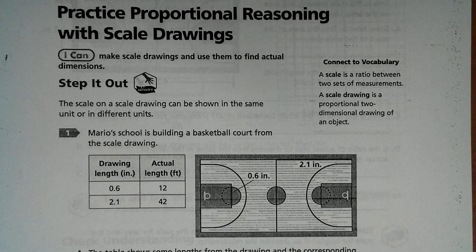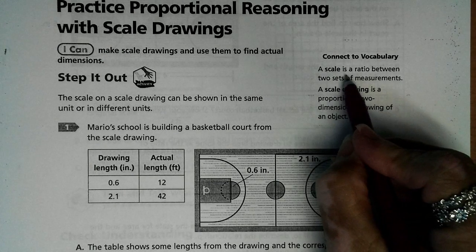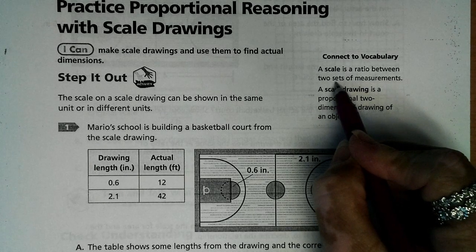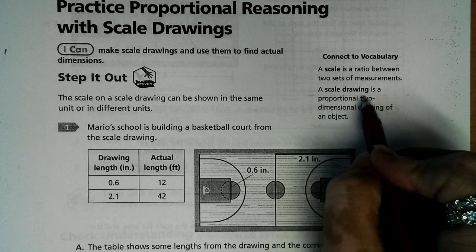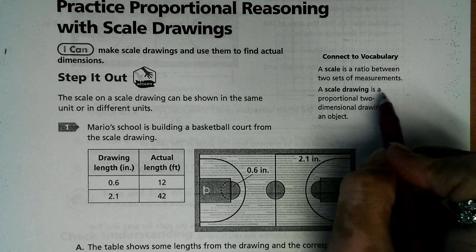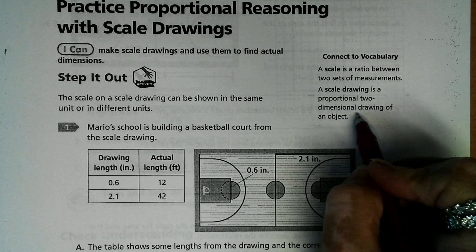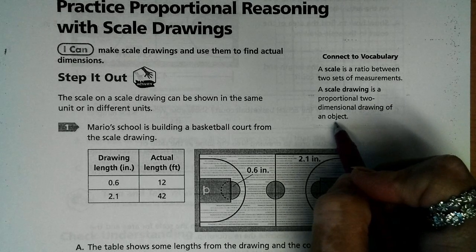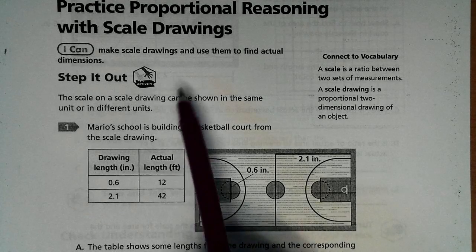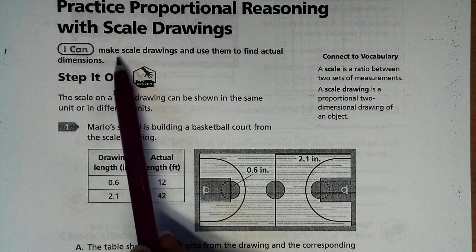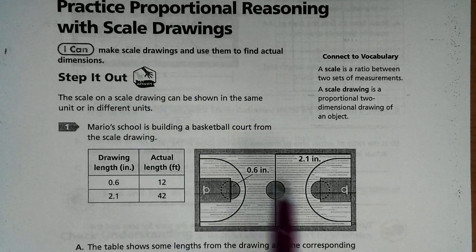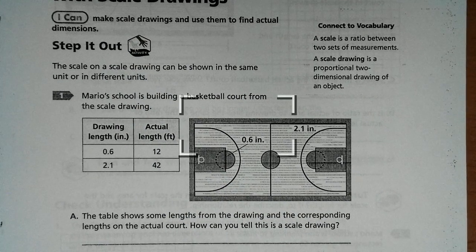All right, so our vocabulary for today: a scale is a ratio between two sets of measurements. A scale drawing is a proportional two-dimensional drawing of an object. Our objective today is we're going to make scale drawings and use them to find actual dimensions. So, our step it out.